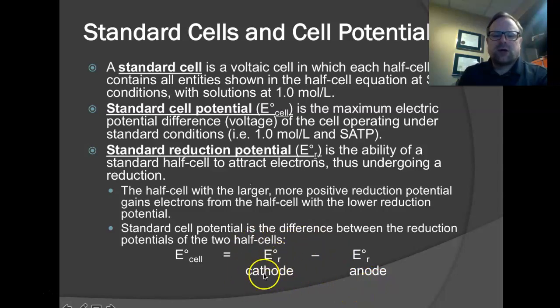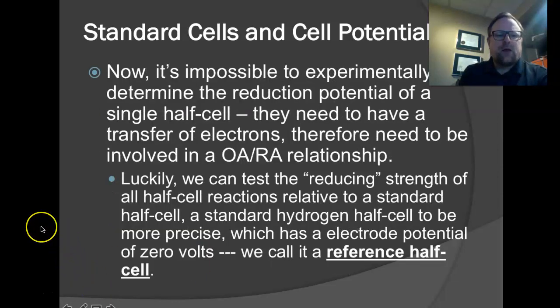So whatever your reduction potential is for your cathode minus your reduction potential for the anode will give you the cell potential for that particular cell. So let's move to the next slide.